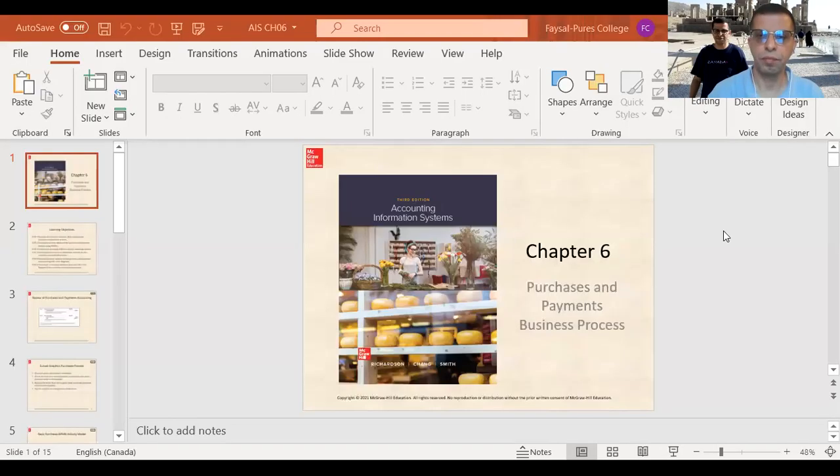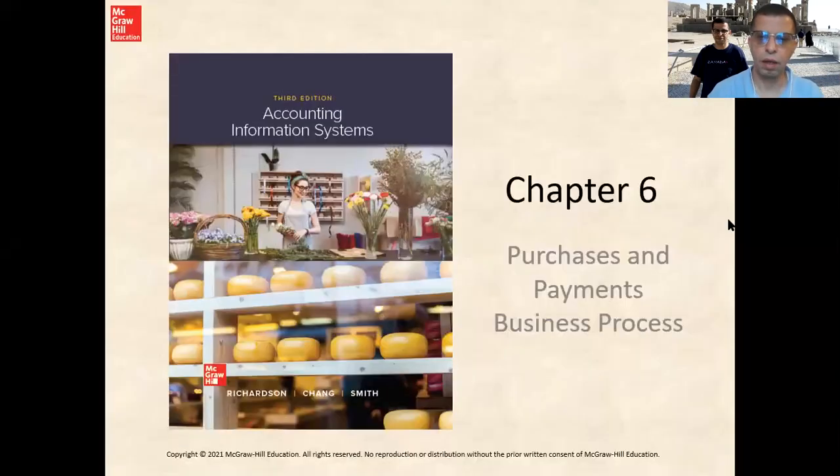Okay, this is chapter 6 we are talking about here. Chapter 6 is about the purchase and payment business process, how this process happens within the whole purchasing and accounting department, and accounts receivable and inventories. We need to look at these things.